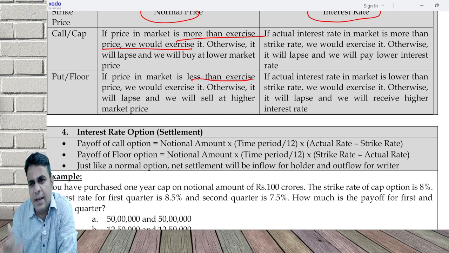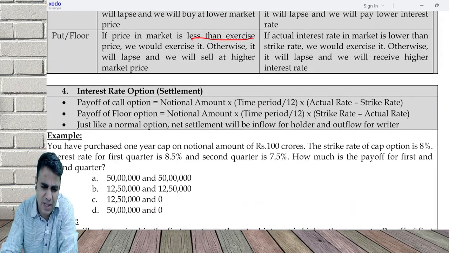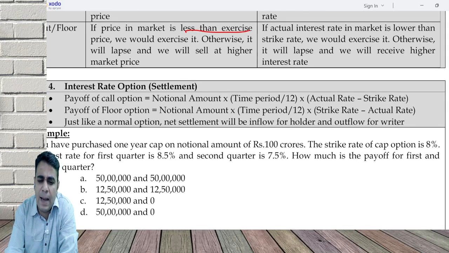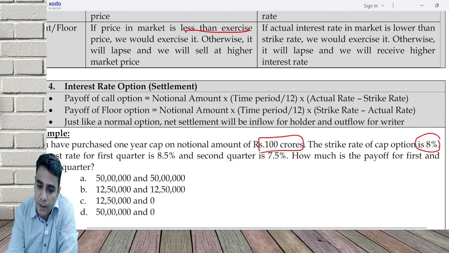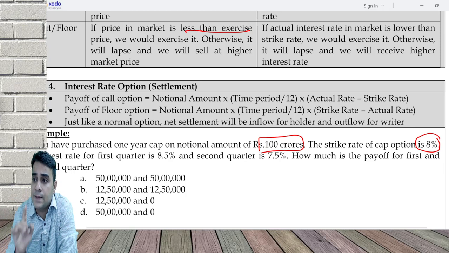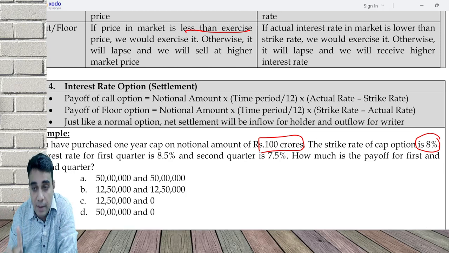Otherwise, I'll sell it at higher income. Let's just look at this. You have purchased a 1-year cap on a notional amount of 100 crores. I have purchased the option. Strike rate is what? If actual interest is more than 8%, you have to pay the actual interest, but you will get a settlement.